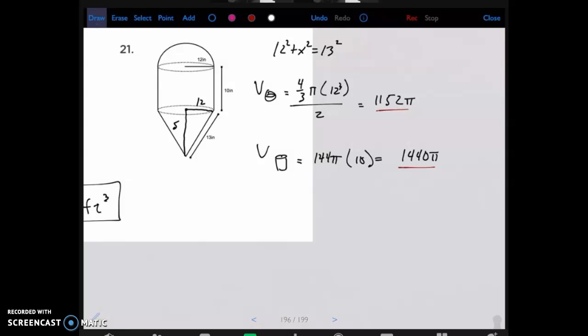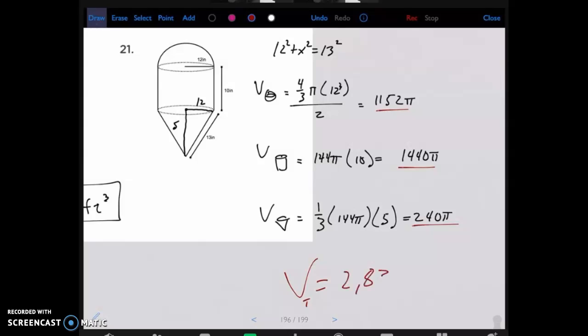And then finally, the volume of the cone is going to be 1/3 area of the base times true height, which is going to be 240 pi. Underline it. So total volume is going to equal 1152 plus 1440 plus 240. 2,832 pi inches cubed. Boom shakalaka.